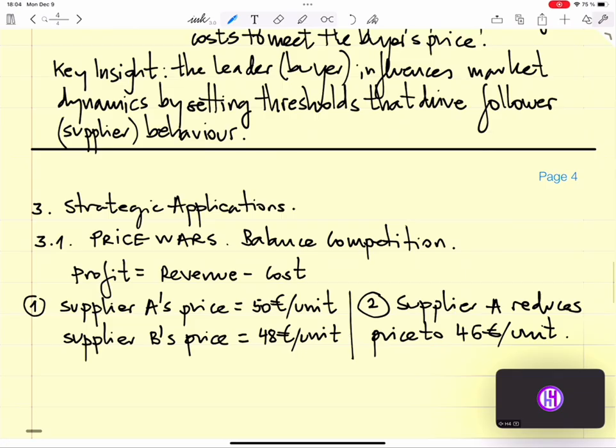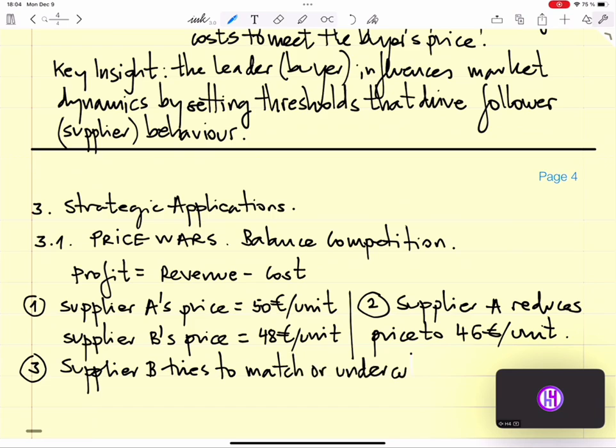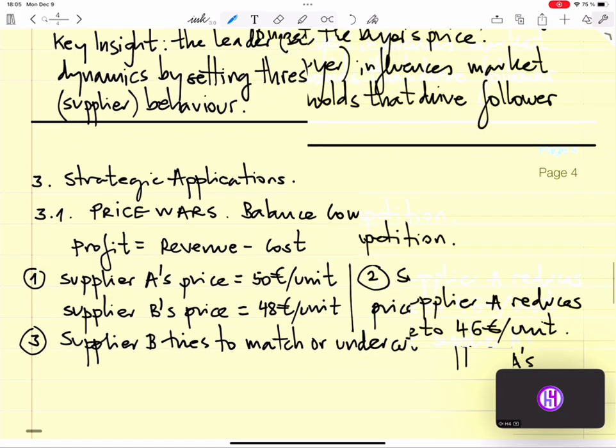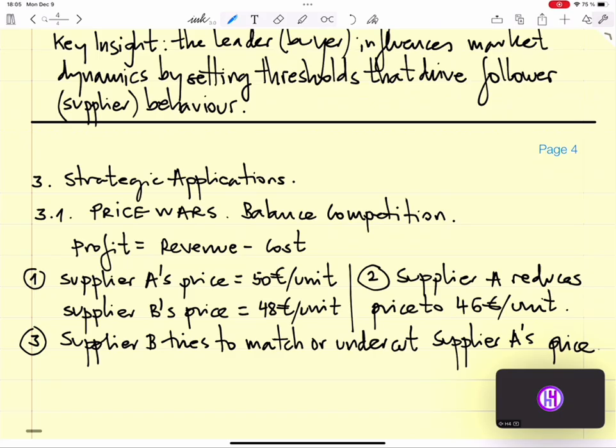Then the logical consequence is that in time 3, supplier B tries to match or undercut supplier A's price. Okay.